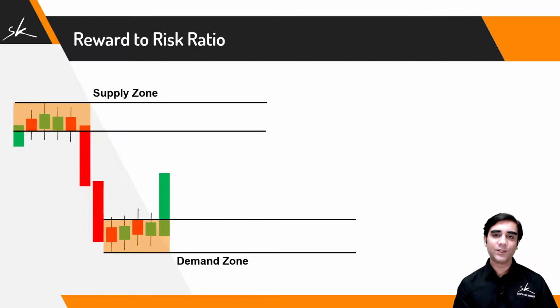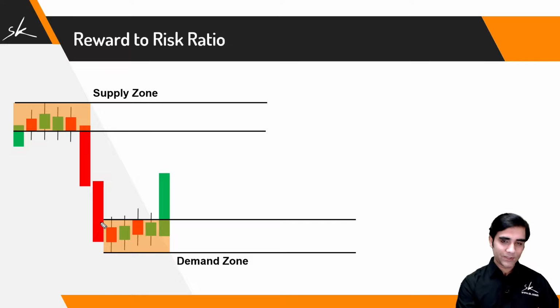Because I teach demand and supply methodology, I'm just giving you an example. And the best part with demand and supply methodology is that you can calculate your reward to risk ratio even before you enter the trade, right? So even before you place your order, you will know what is your reward to risk ratio. If that reward to risk ratio matches with your trade plan, only then you place your orders, otherwise you don't place your orders. So let's take an example that we have identified a supply zone on the chart, and now we have also identified a demand zone on the chart.